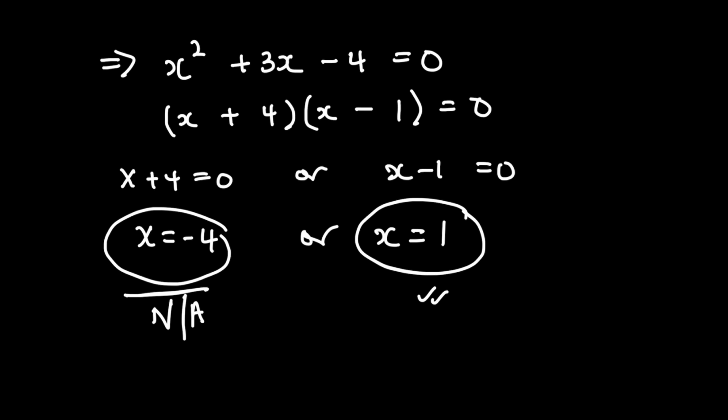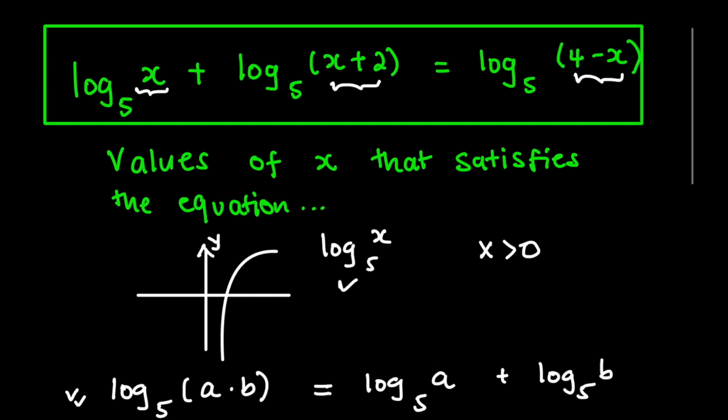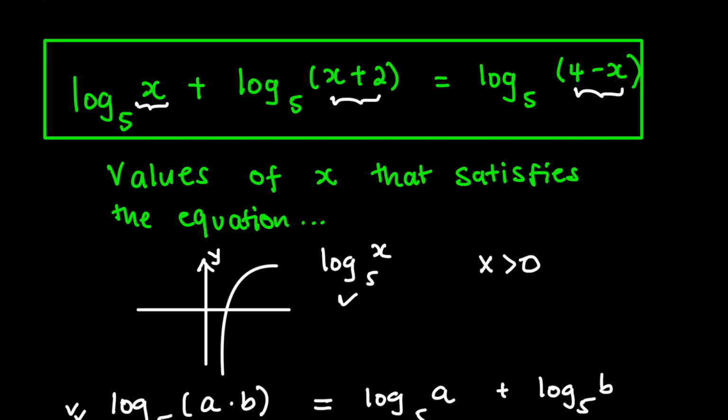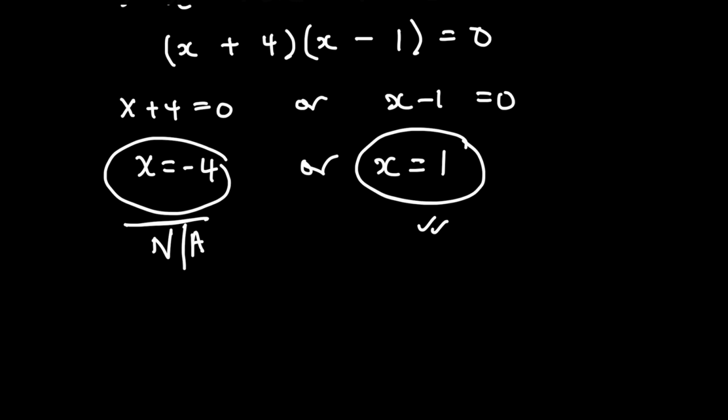The question says we need the x values that satisfy the equation. So x equals 1 satisfies the equation in the sense that if you put a 1 here, we're going to have a positive number, the log of 3 base 5. Then here, we're going to have the log of 3 base 5 as well. And if you put a 1 here, we are going to have the log of 1 base 5. So 1 is okay, but if you put a negative number here, even if you were using your calculator, it was going to be undefined. So the x value we're looking for is x equals 1.